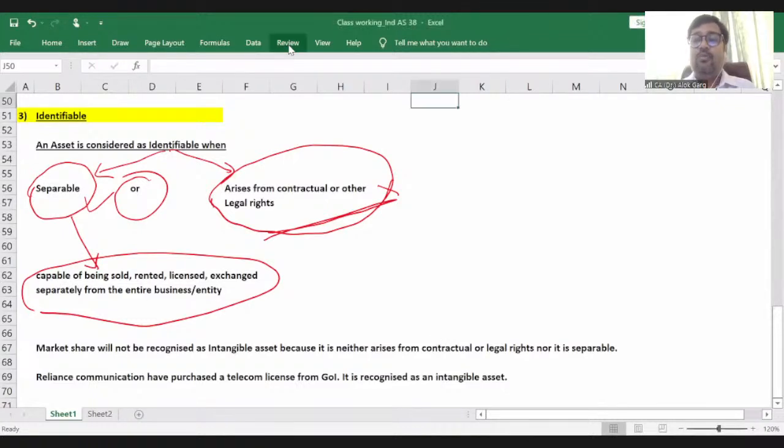So friends, whoever is saying it is not an intangible asset, it is an intangible asset. It is not separable, but it is arising from a contractual or other legal right. So you have to see either of the conditions, right?